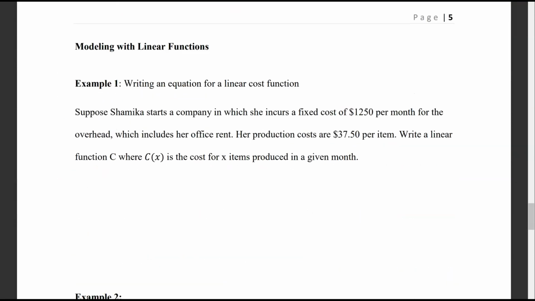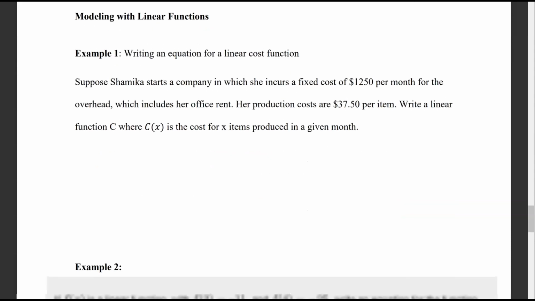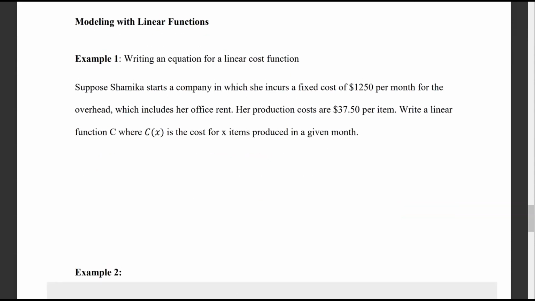All right, modeling with linear functions. So writing an equation for a linear cost function. Suppose Shamika starts a company in which she incurs a fixed cost of $1,250 per month for the overhead. And overhead is basically the cost to rent the building, everything like that, all the costs associated to that, which includes her office rent.